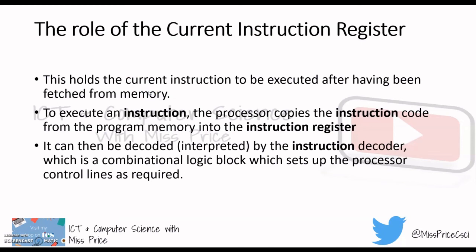So now what can happen with that instruction is that it needs to be decoded or interpreted. Now what that means is what is supposed to happen. If you click on Google Chrome, should your browser open up? Okay, so if you send something to print, should it come out the printer? So now this is combinational in terms of the logic block, which sets up the processor, and then it controls the lines of instructions as required.